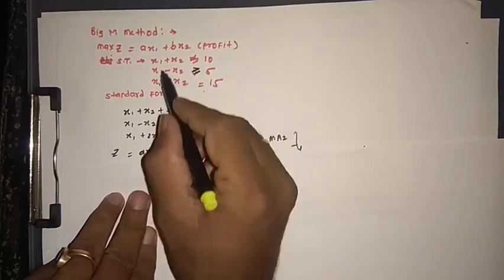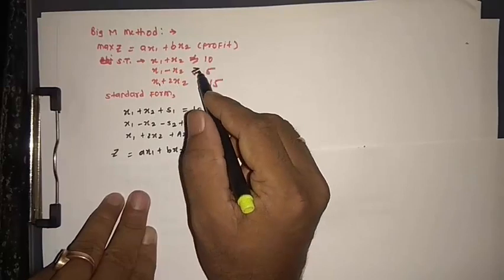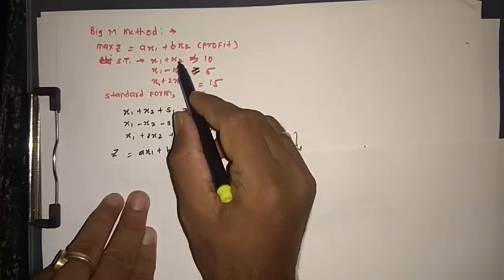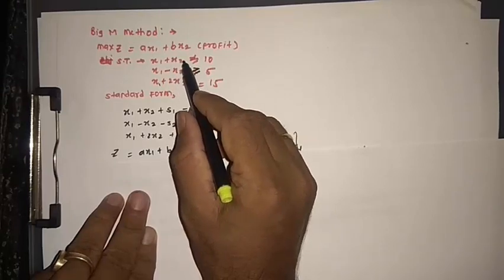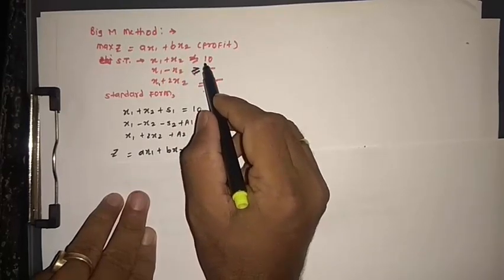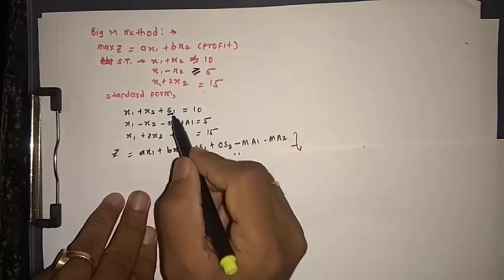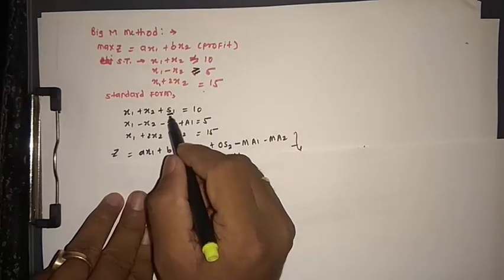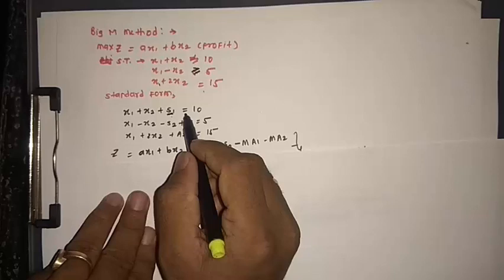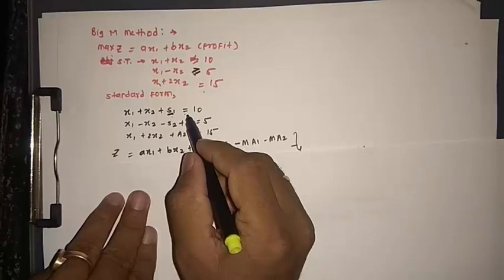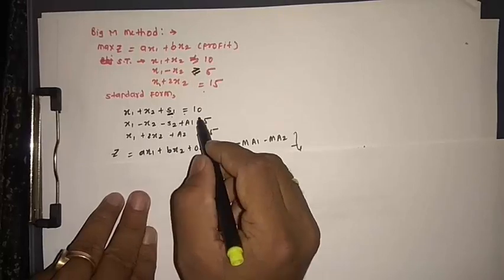Looking at the first constraint, x1 plus x2 is less than or equal to 10, we have a less than or equal to sign. That means we add something on the left hand side, x1 plus x2, and then it becomes equal to 10. Suppose this certain value is s1, which we call a slack variable. So we add one variable to convert this inequality into equality, and our constraint becomes x1 plus x2 plus s1 is equal to 10.